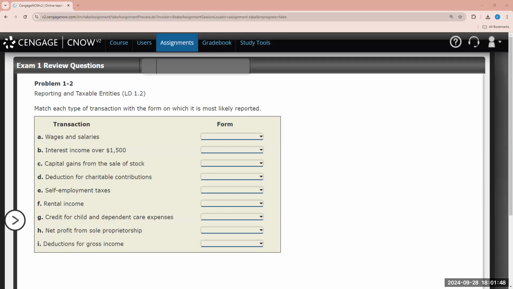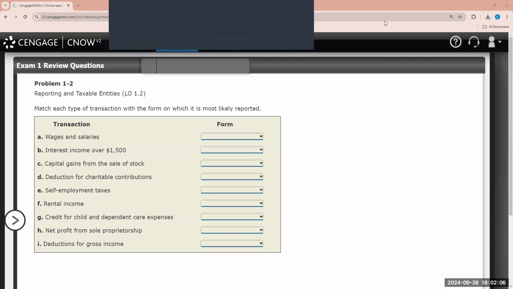This video will cover several questions from Chapter 1, which deals with the individual income tax return, Chapter 2, which deals with gross income and exclusions, and Chapter 3, which deals with business income and expenses. So this first question comes from Chapter 1, the individual income tax return.